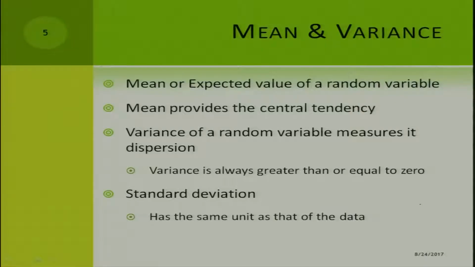So then we get to the concept of mean and variance. Mean and variance are two important aspects which are used to measure certain behavior of the data. Okay, so these are measures on the behavior of the data. The most important thing is the mean, typically what we call the expected value of a random variable.